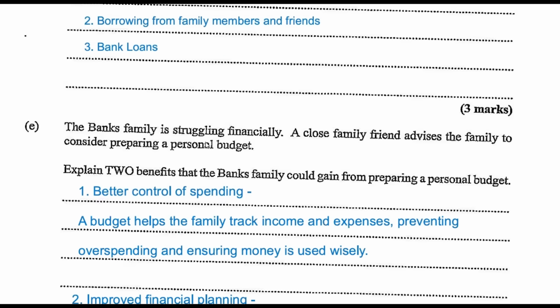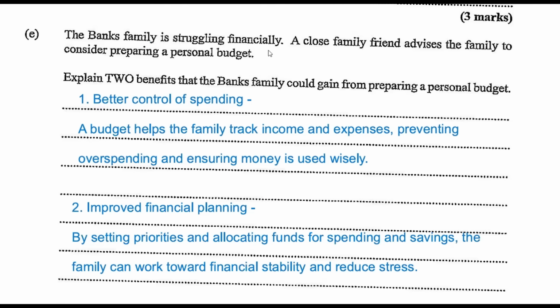Now, part E, the Banks' family is struggling financially. A close friend advises them to prepare budgets. Explain two benefits that they could gain from preparing a personal budget. Well, they could have better control of spending. A budget will help the family track income and expenses, preventing overspending and ensuring money is used wisely.